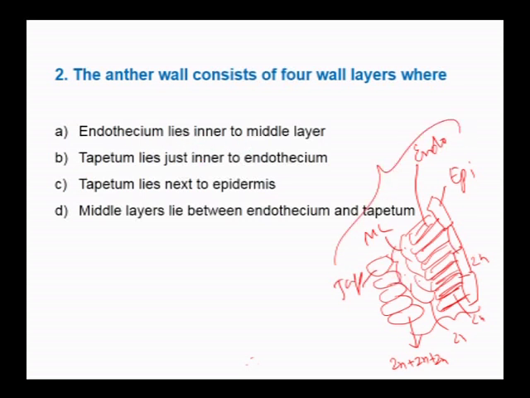Endothecium lies inner to middle layer. Endothecium lies inner to epidermis, not inner to middle layer. Therefore, this is a wrong statement. Tapetum lies just inner to the endothecium. This is endothecium, and after endothecium there is a middle layer. Therefore, this is a wrong statement. Tapetum lies next to epidermis. Tapetum is the innermost layer. Therefore, this is also a wrong statement. Middle layer lies between endothecium and tapetum. Therefore, the correct option is D.